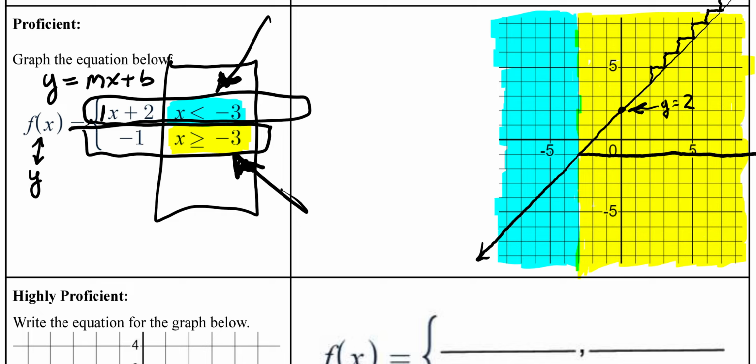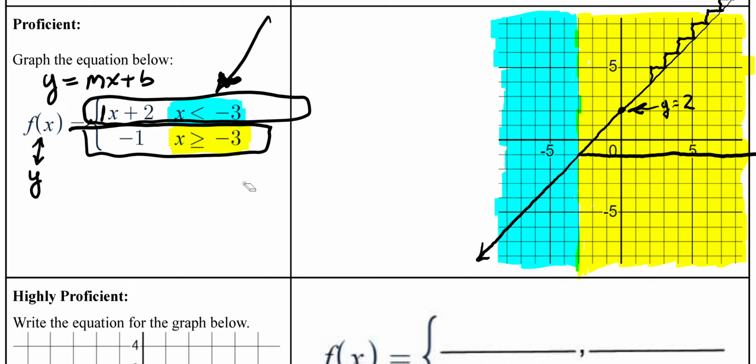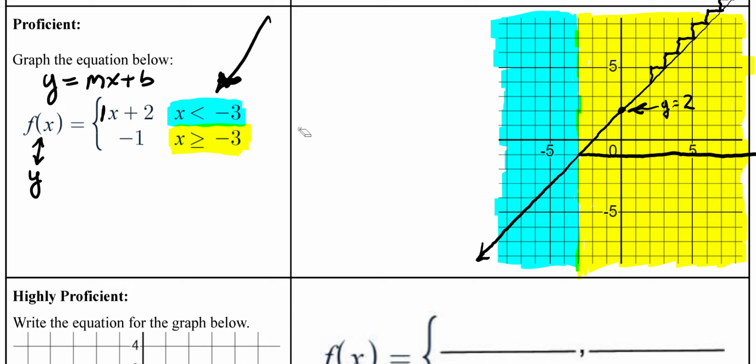And again, here we're looking at the x values less than or equal to negative 3. And so this part over here applies, but this part doesn't. And so this is what this piecewise function looks like. And there you have it.